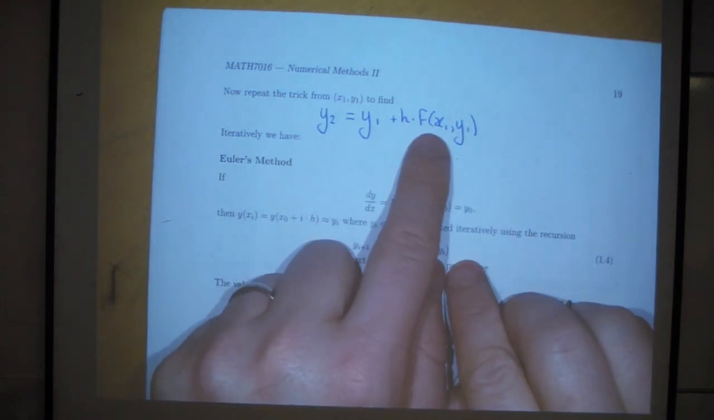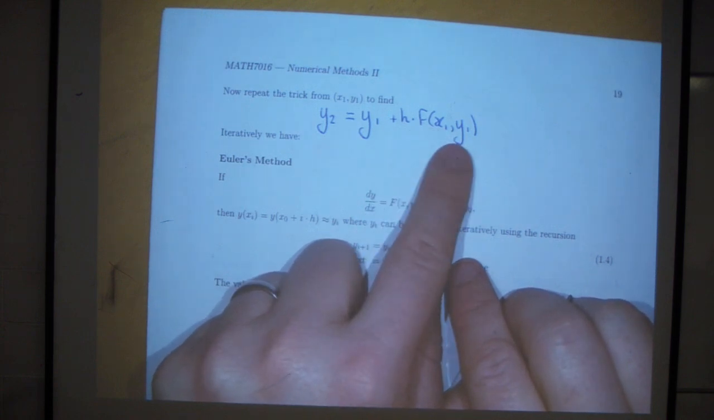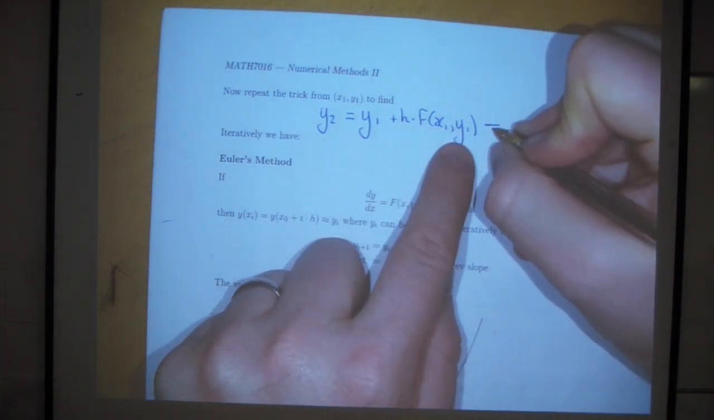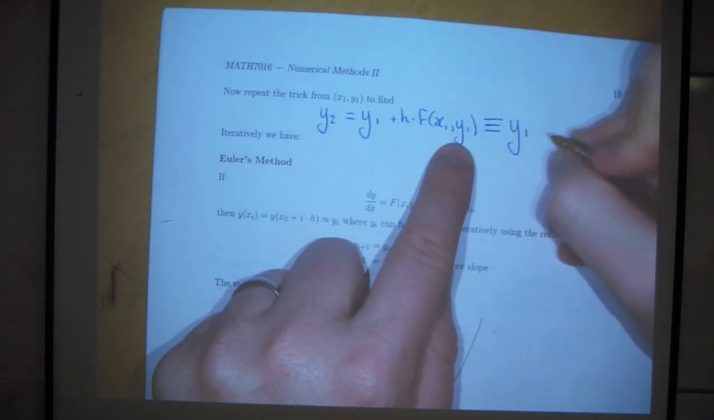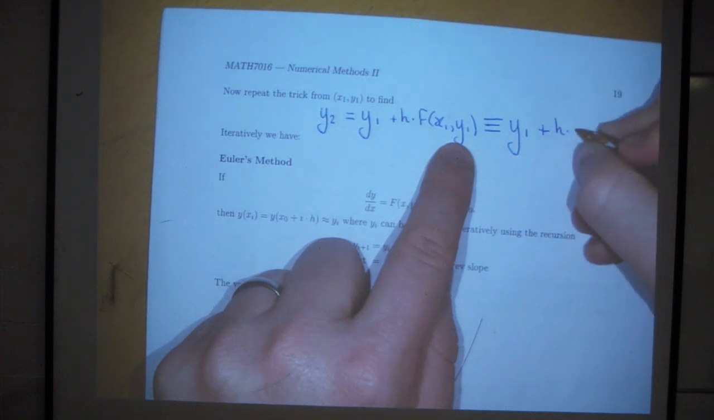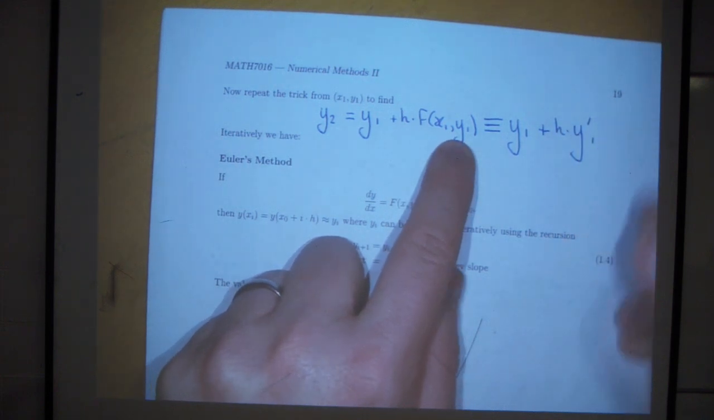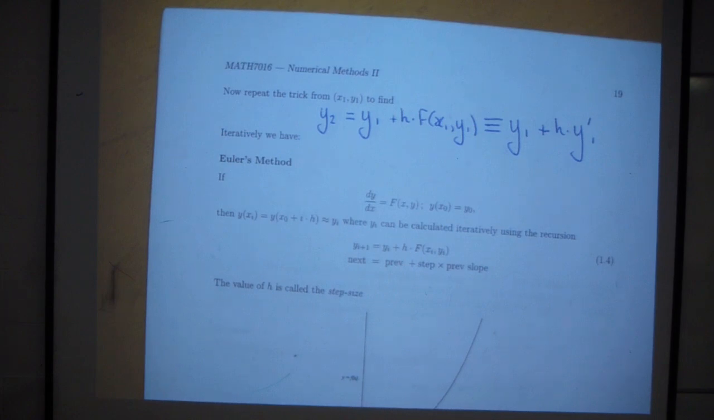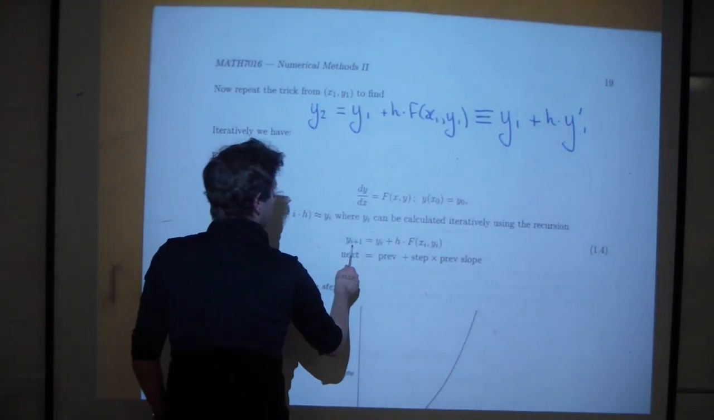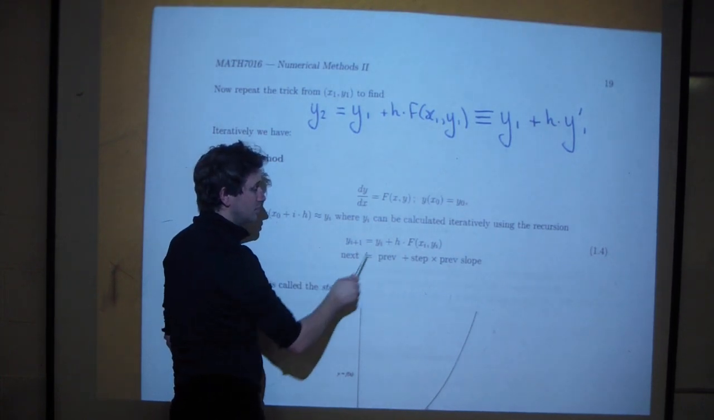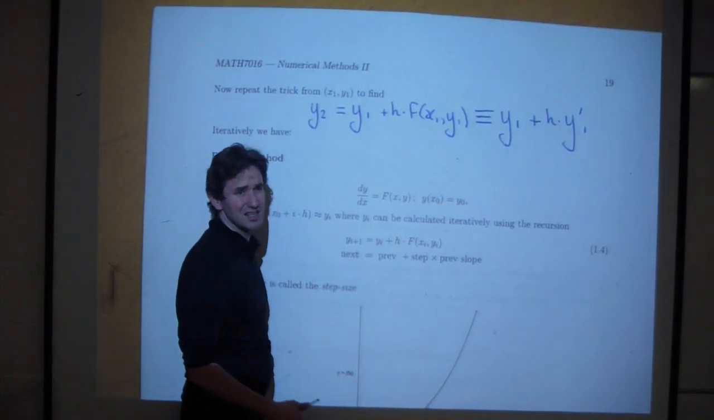Sometimes we will also use this, instead of the big F, it's also y dash, so this is the same thing as y1, so the previous y value plus the step size times the slope at the previous point. And then we get this little formula. So this i plus 1 signifies the next y value. i, in that case, is previous.